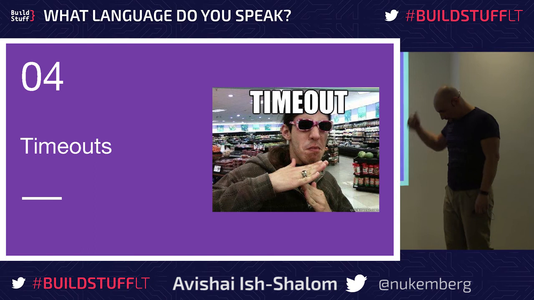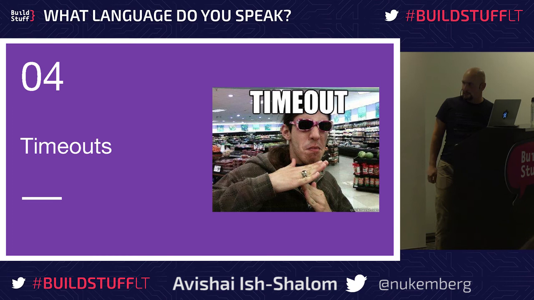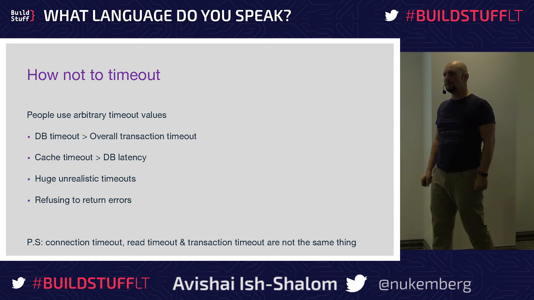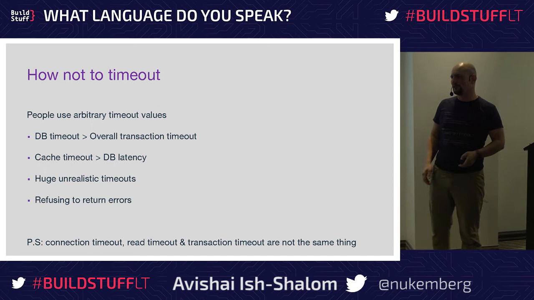Now, this is the last part of the talk, timeouts. This is also something that many, many people do wrong when they try to do resilient design. Things that I've seen in the wild: arbitrary timeout values. When you look at the code and you see a timeout value of 1 second, that's a bogus number, right? Any number that is a multiple of 10 is usually bogus, because that's not how numbers work in the real world.